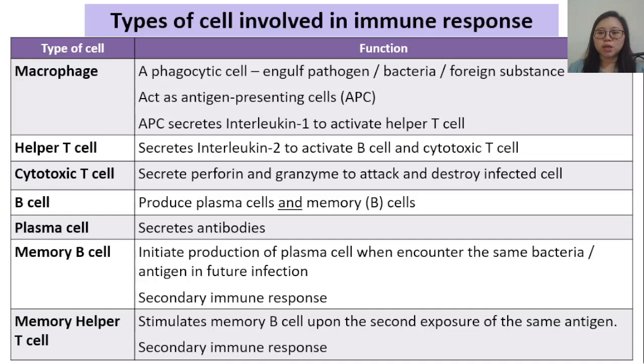So, for you to be immune to a certain pathogen, for you to stay healthy and all, you will actually depend on many types of cells. Number one, you will depend on macrophages. So, this is like the most basic white blood cell that you would have in your body.